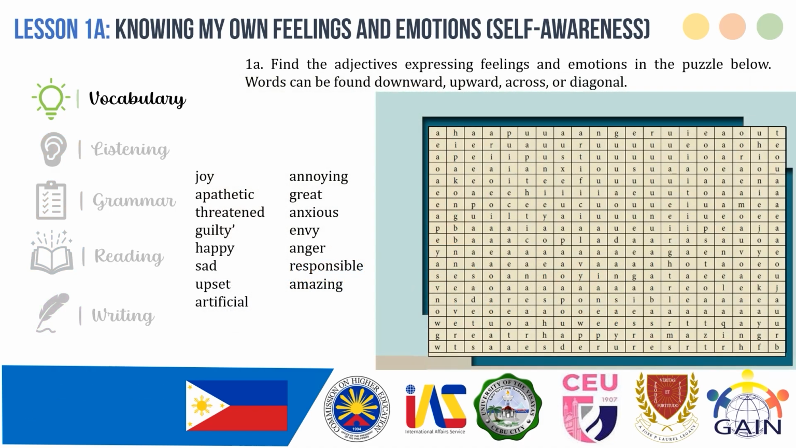Let's begin with the vocabulary macro skill through a word search. Have fun and be puzzled. Can you find the adjectives to express people's feelings and emotions in the puzzle below? The adjectives can be found downward, upward, across, or diagonal. A list of possible words is provided for your convenience. Now pause the video and start looking for those words. And here are the correct answers.